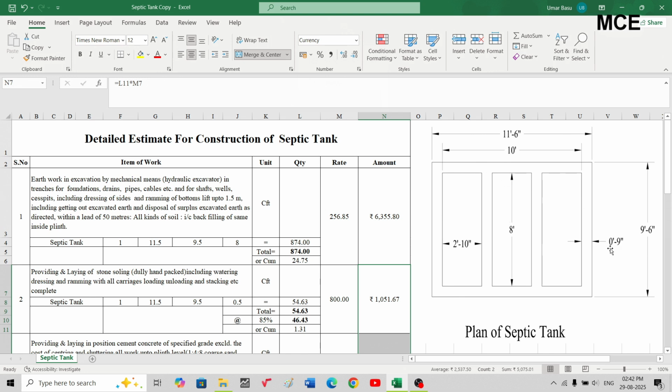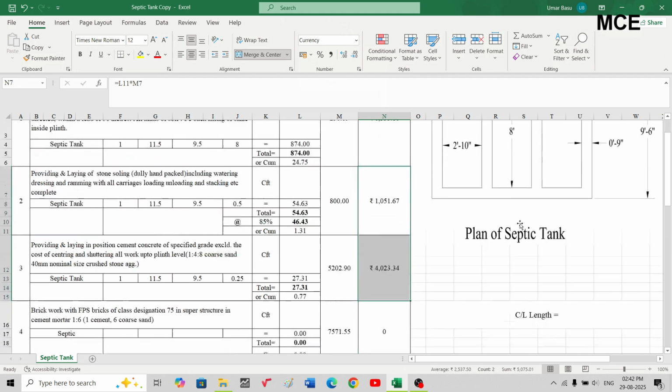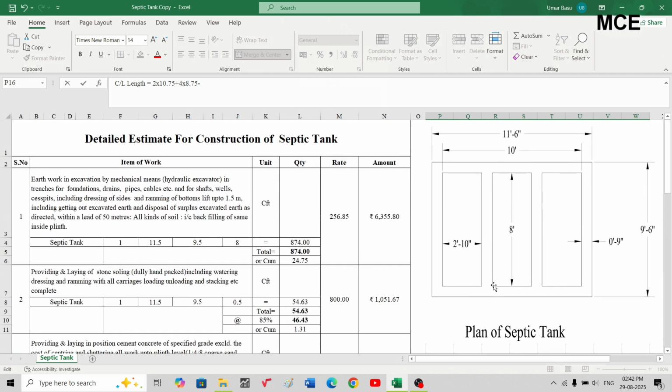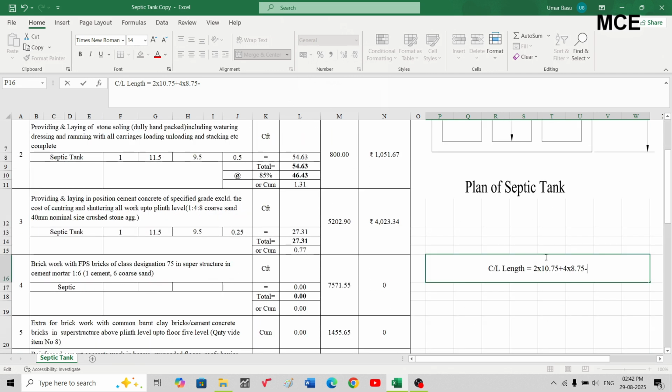There are two long walls, and center length of short walls will be 8.75. Since the thickness of the wall is 9 inches, 9 inches in feet is 0.75 feet. We have two long walls, so 2 into 10.75, 4 short walls, so 4 into 8.75, and you have to make the deductions for the junctions. There are 4 junctions, and for each junction you have to deduct half of the breadth of the wall. So for 4 junctions it will be 2 times the width, which is 0.75.